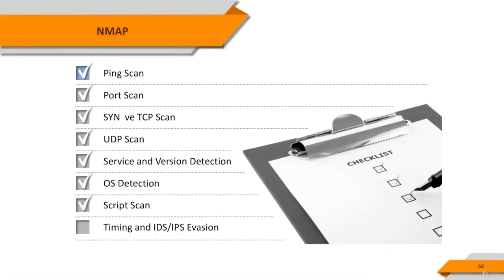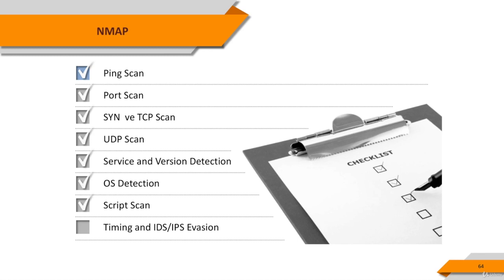So in these Nmap lectures, we have seen no port scan, also known as ping scan, different ways of scanning ports, SYN scan, also known as half-open scanning, TCP scan, also known as TCP Connect scan, UDP scan, service and version detection, operating system detection, and Nmap scripting engine in detail.